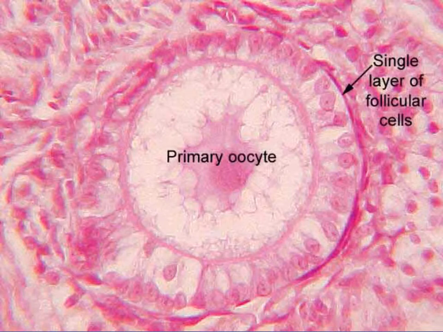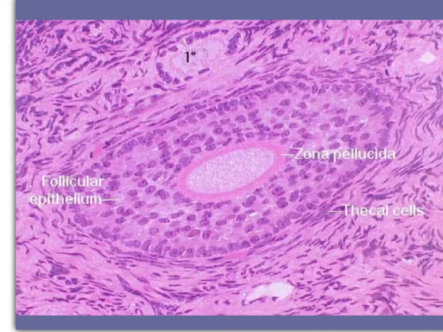So here we have a primary oocyte. Now we know it's primary because we have one cell layer of follicular cells. So one cell layer is primary oocyte. Now here we have a secondary oocyte, and we know that because we have two or more layers surrounding the oocyte.